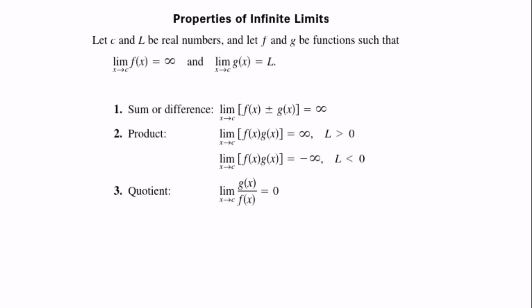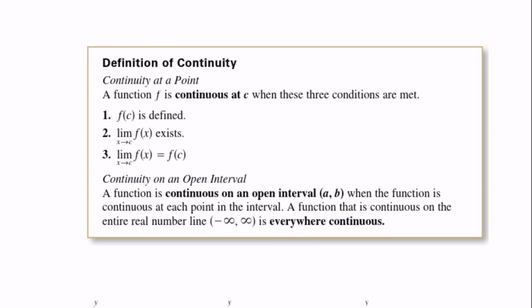The next one brings us to the definition of continuity, continuous at a point. So we are looking at point continuity. We are saying that a function f is continuous at a point C when these three conditions are met. First, f of c must be defined. It must not be an undefined function. It must be a defined function. It must have a definite value.